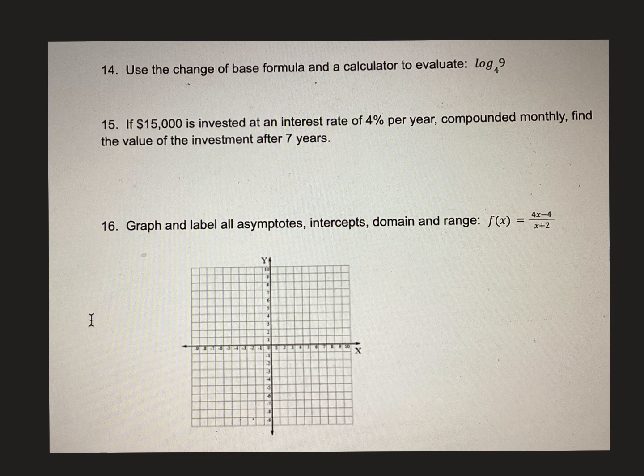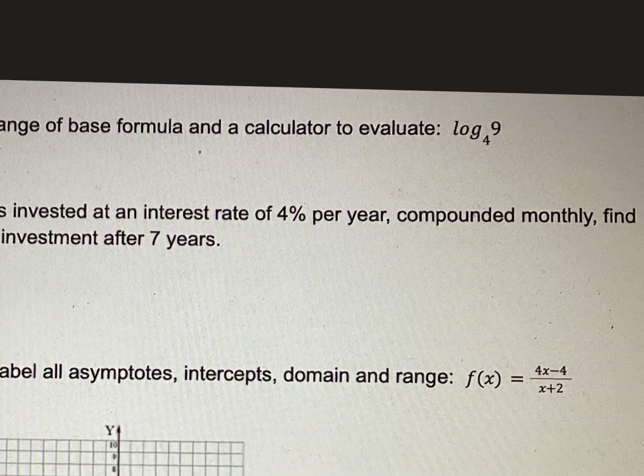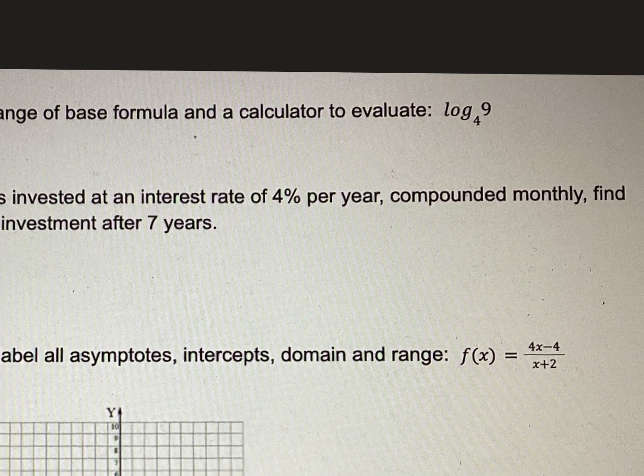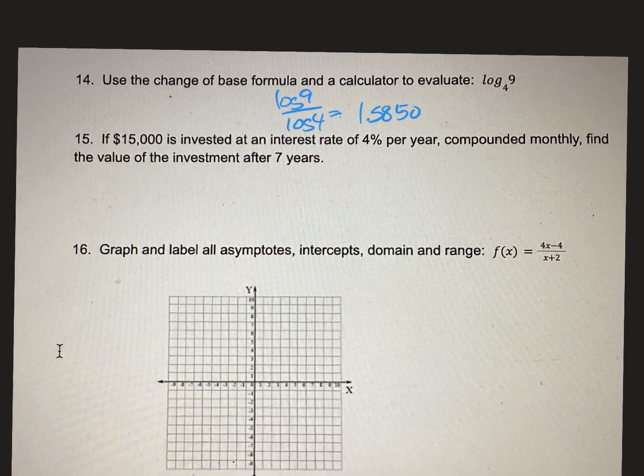Empty slide. 14, change of base formula. What we do for change of base is we put, and you could do ln, natural log, or regular log here, I'm going to do log 9 divided by log 4 and just punch that in my calculator and see what I get. When I punch that in, I'm getting 1.58496. Darn it. So that's going to be 1.5850.